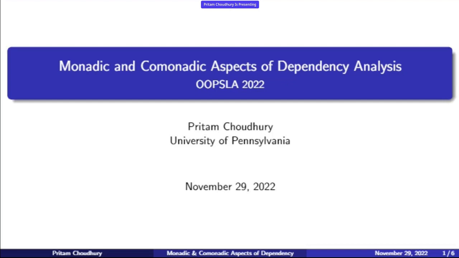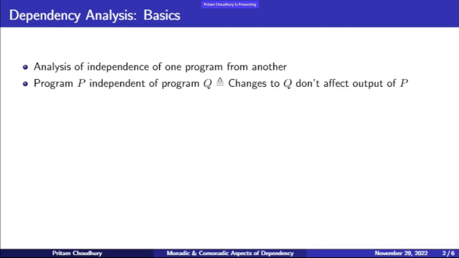So let's start with the basics of dependency analysis. So what is dependency analysis? Dependency analysis is the analysis of independence of one program from another. Though it's called dependency analysis, essentially it's an analysis of independence. So what do I mean by independence? Program P is independent of program Q if changes to Q don't affect output of P.